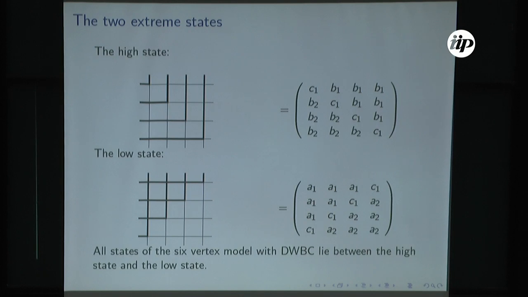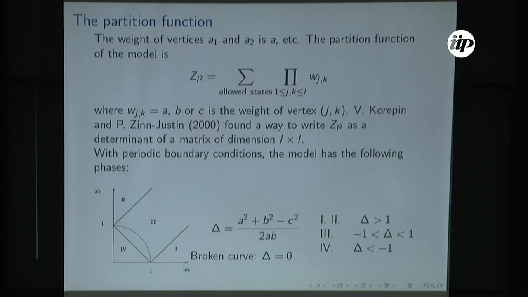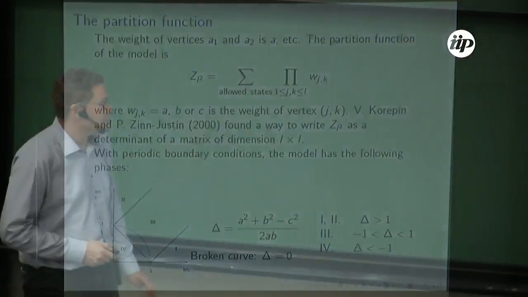With domain wall boundary conditions, we have two extreme states, which we call the high state here and the low state. All other states will lie in between these two, so we can continuously deform from either this or this to any state of the model. The partition function is defined like this, for three different weights, A, B, and C. It was found that this can be written as a determinant by Korepin and Izergin.